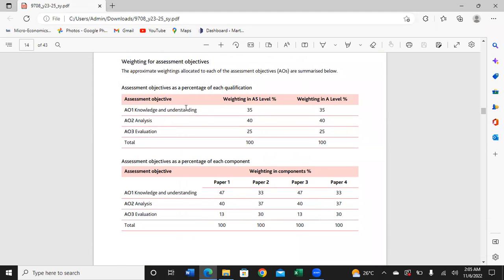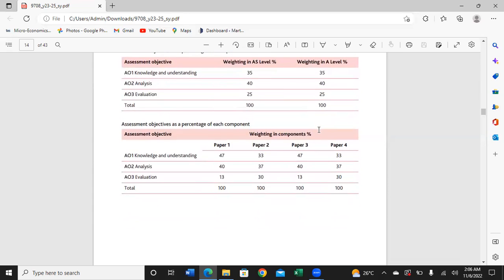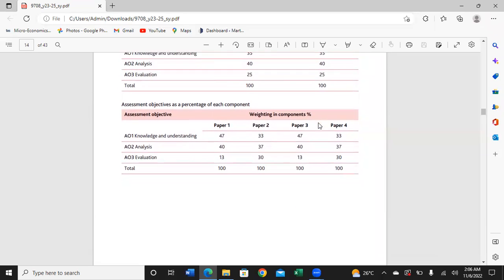So the knowledge and understanding weightage is 35% in AS level, and it is also 35% in A level. The second objective has 40% weighting. That is 40% for analysis. You have to analyze the things, and 40% is also in the A2. And here we find 25% is the weightage of evaluation. If you evaluate well, you will be able to get full marks in your assessment by fulfilling all the assessment objectives as a percentage of each component.